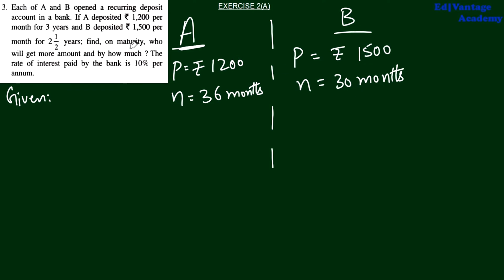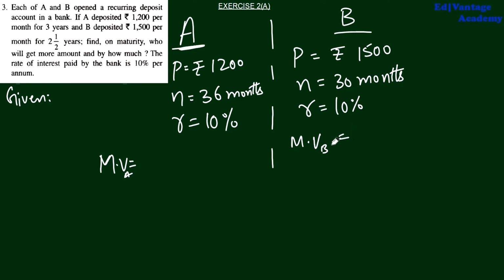The question is asking on maturity, meaning once the time is over, at the expiry of the time, who will get more amount and by how much? The rate of interest paid by the bank is 10% per annum. Since they are depositing in the same bank, if the bank is providing 10% per annum, it will be for both. So how do we get to know who will get more? We can't tell without solving. So let us find who will get more. Let us first find A's maturity value and then the maturity value for B.